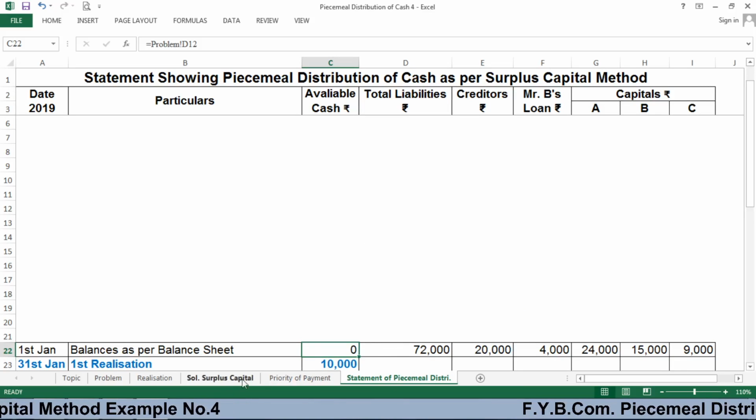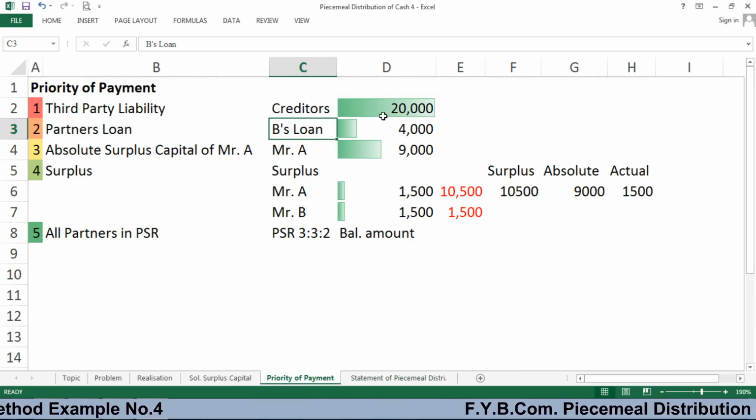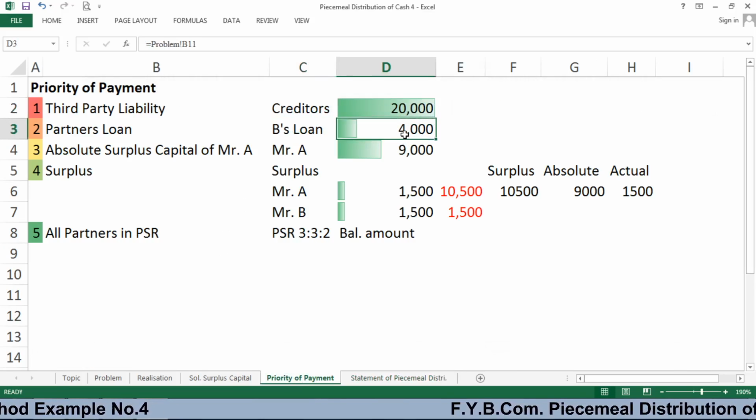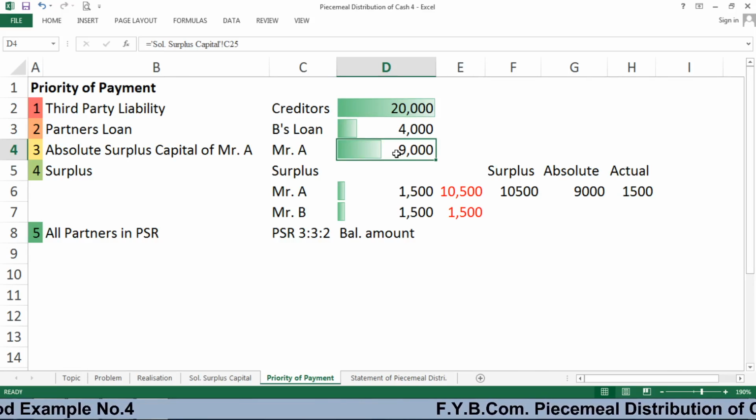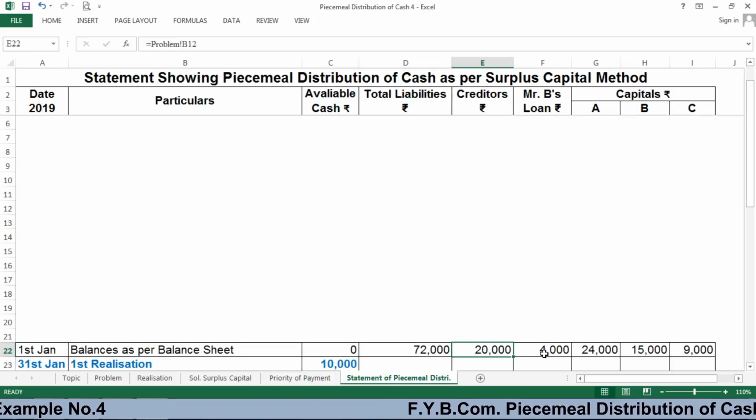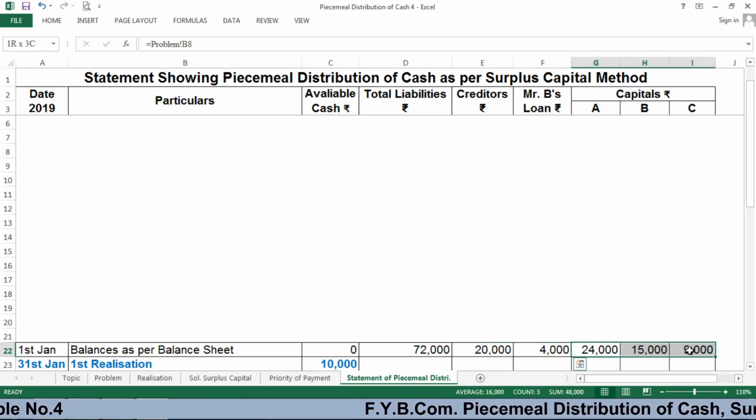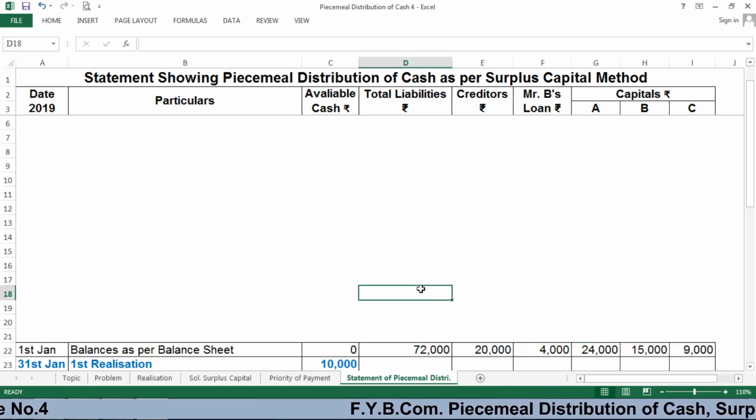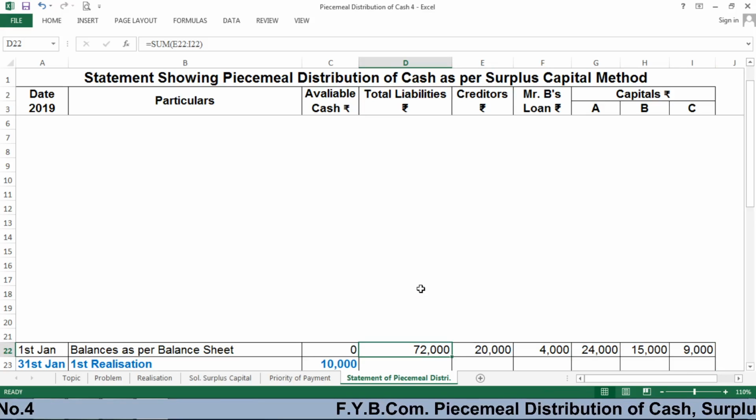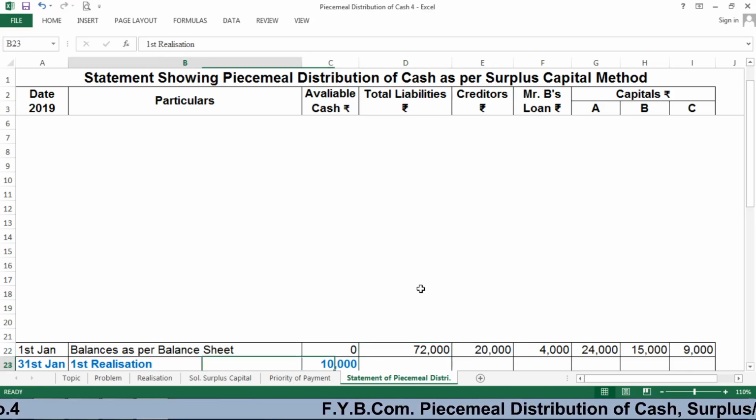So here cash will be 0. Total liability is 72,000. How it comes, I will explain later on. Creditor is 20,000. In priority of payment, you can see creditors 20,000, B's loan 4,000. Absolute surplus is 9,000. So here creditor is 20,000 and Mr. B's loan is 4,000. That is partner's loan. So these are the liabilities, and this is capital, the same as per balance sheet.